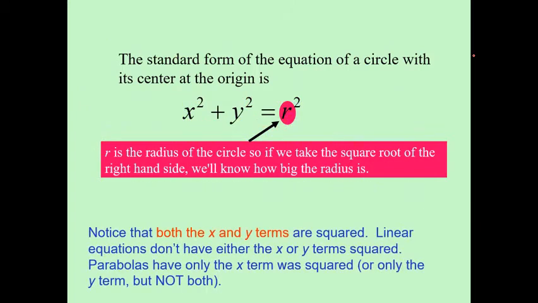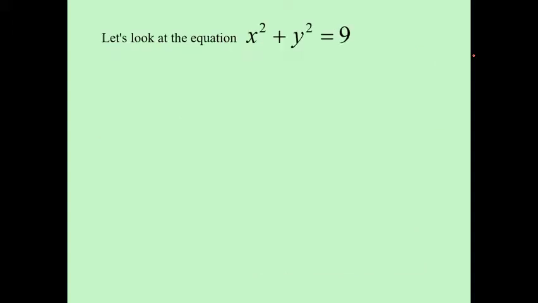Notice that both the x and y terms are squared. Linear equations don't have either the x or y terms squared. Parabolas have only the x term that is squared, or only the y term, but not both.